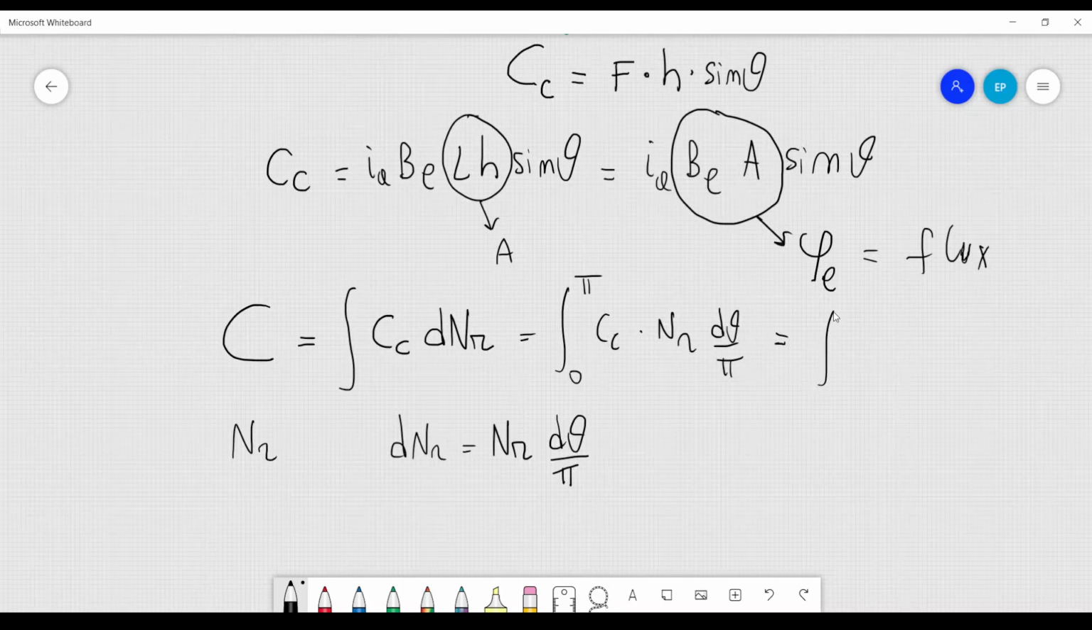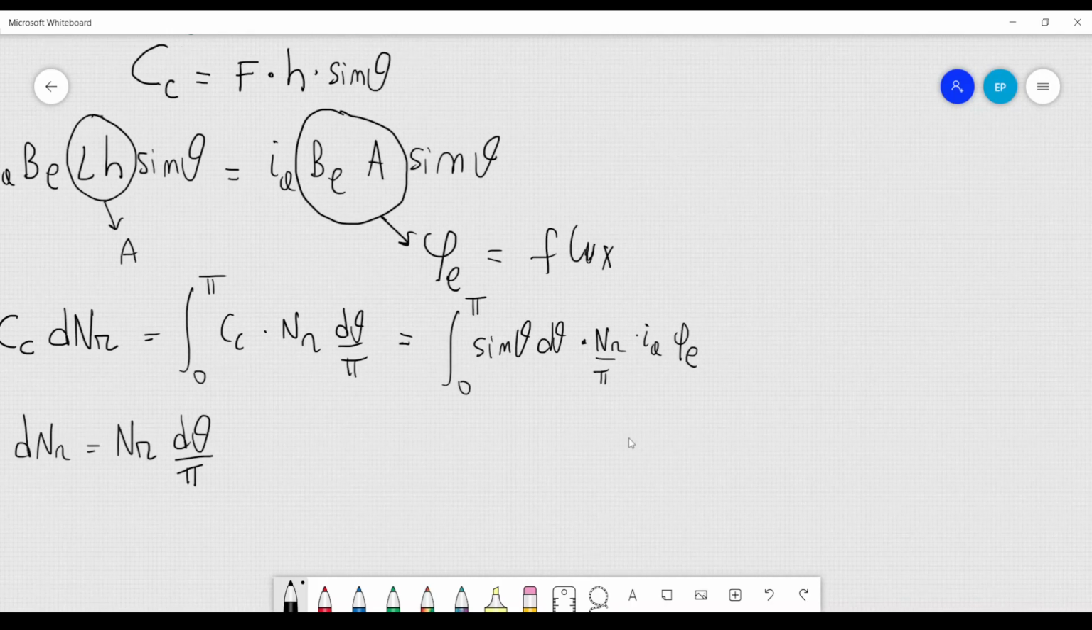So we have the integral from 0 to pi of sine theta d theta, and then out of the integral we can put Nr over pi times Ia times phi sub E. Now if we integrate sine theta d theta over pi, we just get 2. So we have 2 Nr over pi Ia phi sub E.